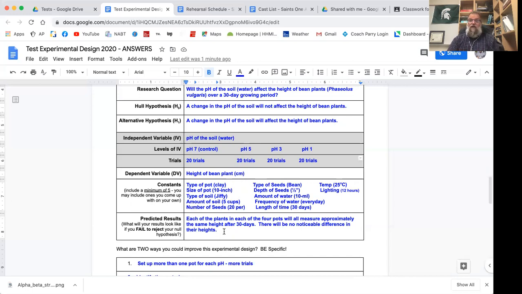So if we ran our experiment in all 4 pots, the height was pretty much the same, we have no evidence to reject our null hypothesis. And it would appear that pH would have no effect.